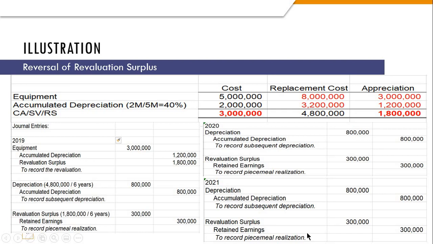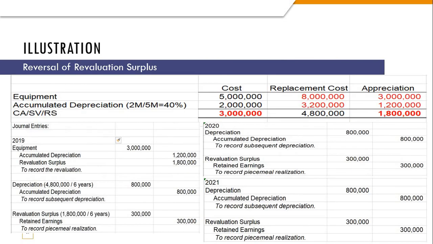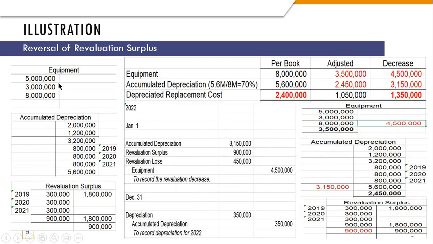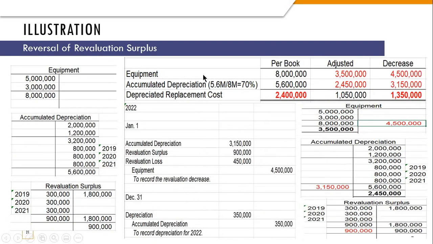The question is the entry on January 1, 2022, no? So, ito yun siya. Ito siya, no? So, kumbaga, in-update natin siya. Okay? Per book, ayan. 8 million minus 5.8 million. So, di ba ito yun siya? 8 million. So, ito na yung nilagay natin dito sa equipment section. Okay? Yung replacement cost niya, the date na nag-devalue tayo. Minus yung accumulated depreciation niya, that's 5.6 million.